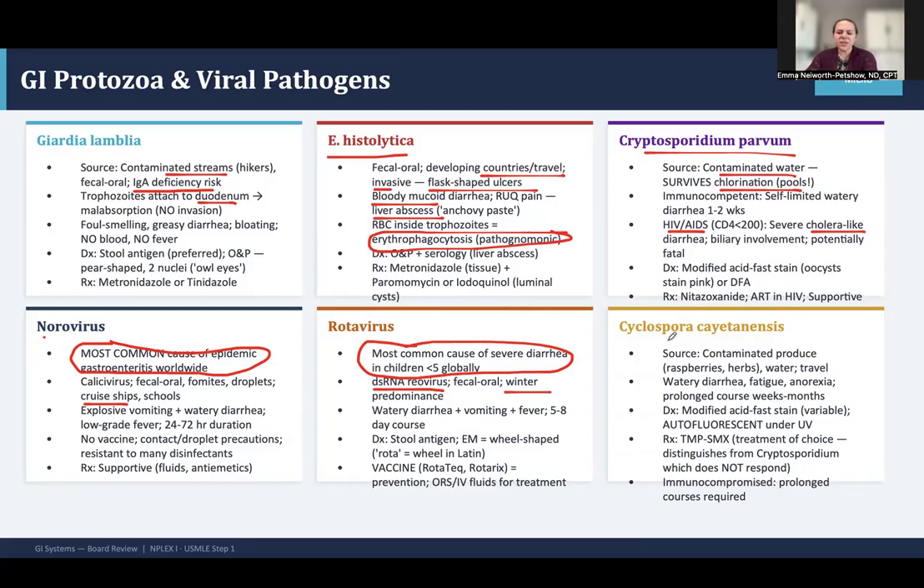And then Cyclospora cayetanensis, less common, I'd say lowest yield of this list, but contaminated produce, raspberries, and herbs, water, travel, more of a watery diarrhea. It can be a longer course. And uniquely, it has an acid-fast stain, kind of, which is a unique comparison: Mycobacterium tuberculosis also has an acid-fast stain.